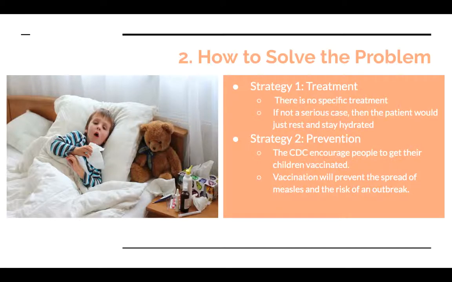The CDC encourages people to get their children vaccinated. Also, US residents who may be traveling outside of the US are encouraged to verify that they are immune to measles before traveling. They can verify that by either getting vaccinated or if they've already been exposed to the disease before. Vaccination will prevent the spread of measles and the risk of an outbreak.